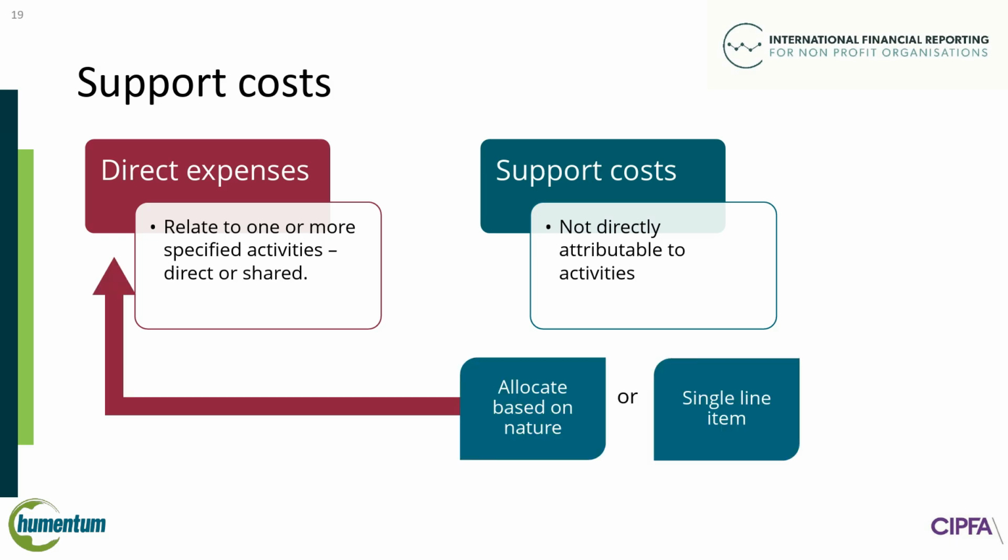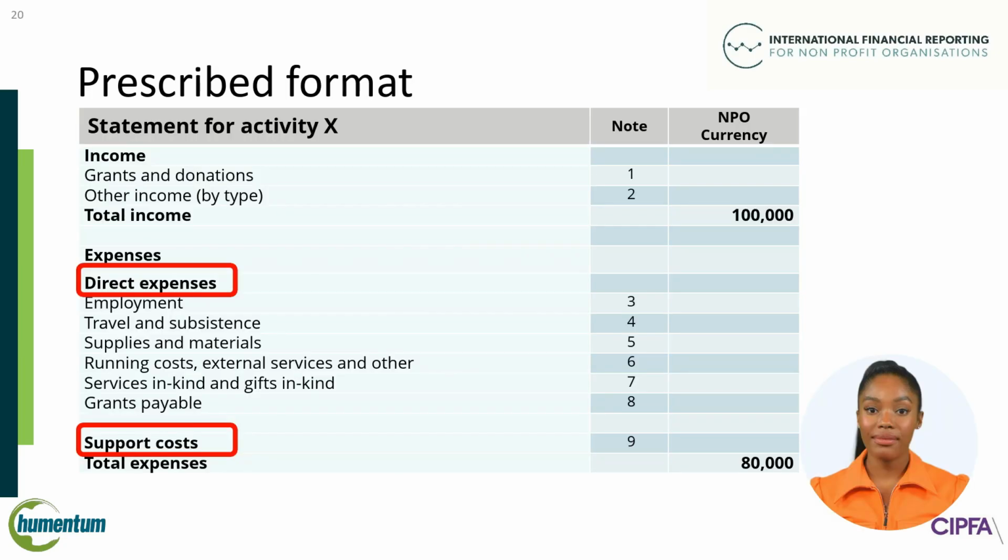Support costs may be included as a separate expense category using the line item permitted in the supplementary statement. Alternatively, they can be allocated to the various expenses headings on a line-by-line basis. Salaries related to financial management could therefore be included within a single support cost line or shown within employment costs. For more information on the INPAG proposals for the allocation of expenses, please see the classification of expenses video. The prescribed format has headings for direct expenses and support costs. As you can see, these headings are useful when the support costs are shown separately, rather than being allocated to the various expense lines.